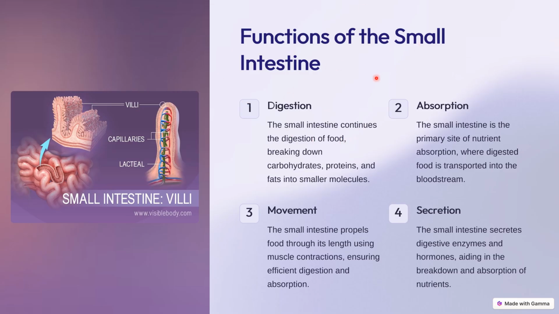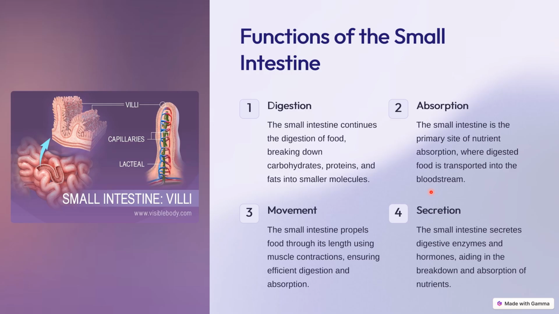So the small intestine's first function is digestion. It continues the digestion of food, breaking down the carbohydrates, proteins and fats into smaller molecules. Then absorption. The small intestine is the primary site of nutrient absorption, where digested food is transported into the bloodstream.